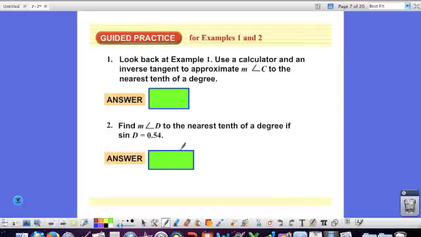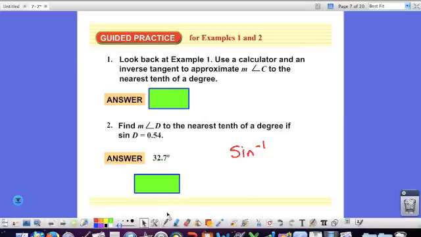Now they want me to find the measure of angle D to the nearest degree if the sine of D equals 0.54. So now I want the inverse sine. So once again, in my calculator, which on mine is still in degree mode, I'm going to put in 0.45 sine⁻¹, and I get 32.68, so roughly 32.7 degrees.